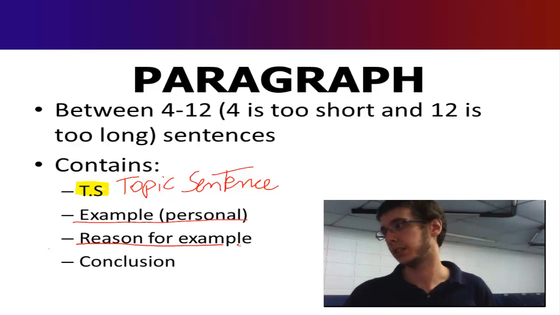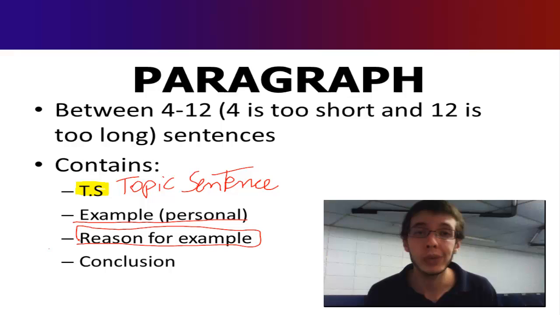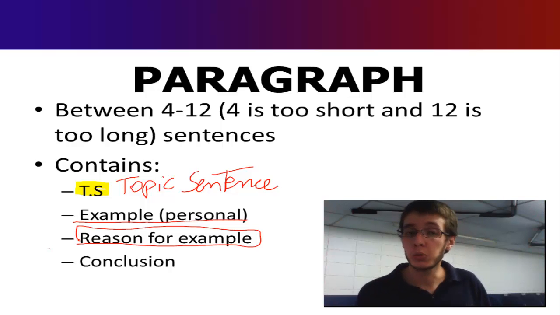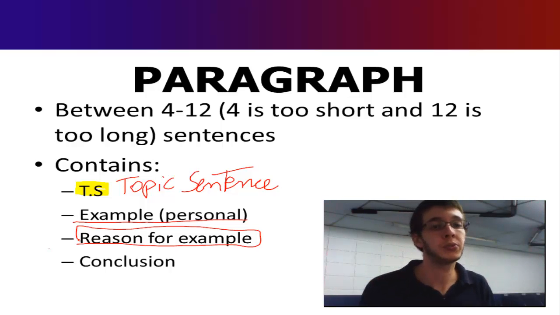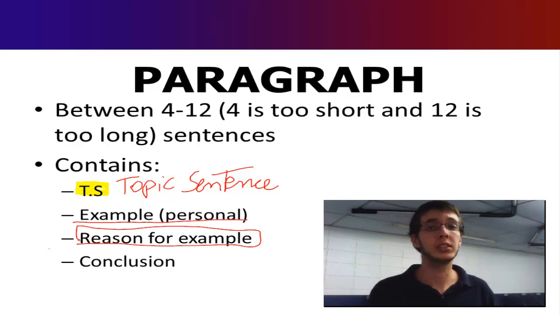And you must have a reason for the example. Why are you mentioning this example? Why are you discussing this? Maybe the order can be reversed. Maybe you can give me the reason first and the example later. That's your organization of the text, but both must be present.